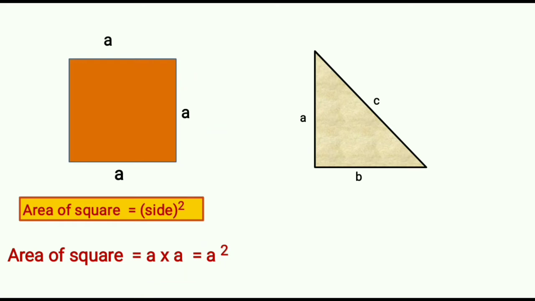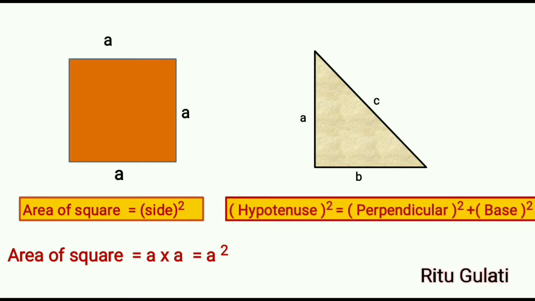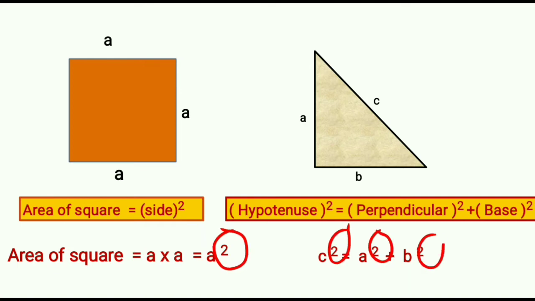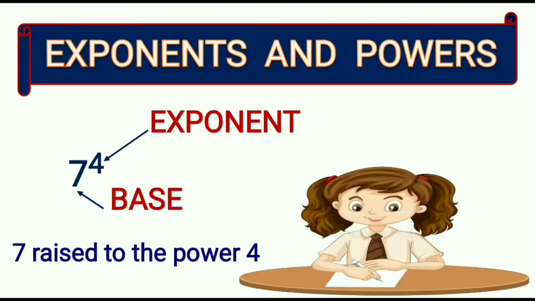In right angle triangle, we use Pythagoras, in which hypotenuse square is equal to perpendicular square plus base square. According to given sides A, B and C, we can write it as C square is equal to A square plus B square. Here there is a number which is at upper right corner. What exactly that indicates? These numbers are exponents. So today in this video we are going to explore more about exponents and powers.